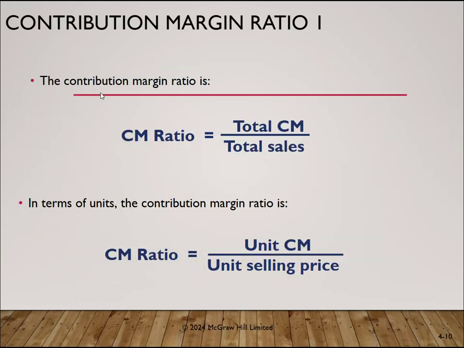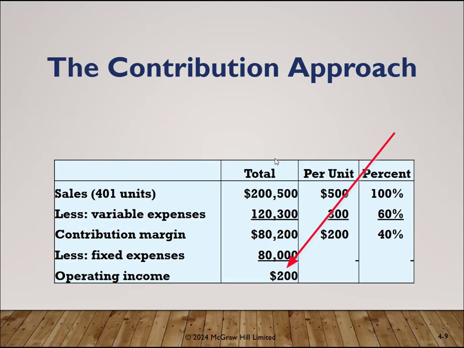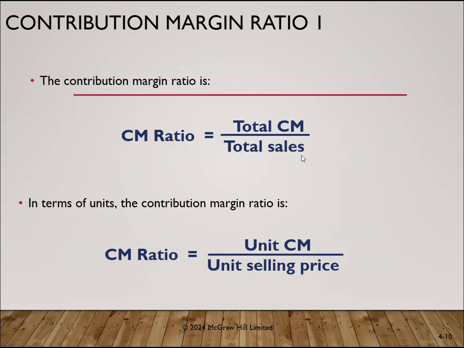The contribution margin ratio is the total contribution margin divided by the total sales. We saw that right here. Now we're just formalizing these two rows from the previous slide. If we look at it as a ratio, we take the total contribution margin divided by the total sales, which gives us the far right-hand column. And if we look at it per unit, we take the unit contribution margin divided by the unit selling price in order to get the contribution margin ratio there.